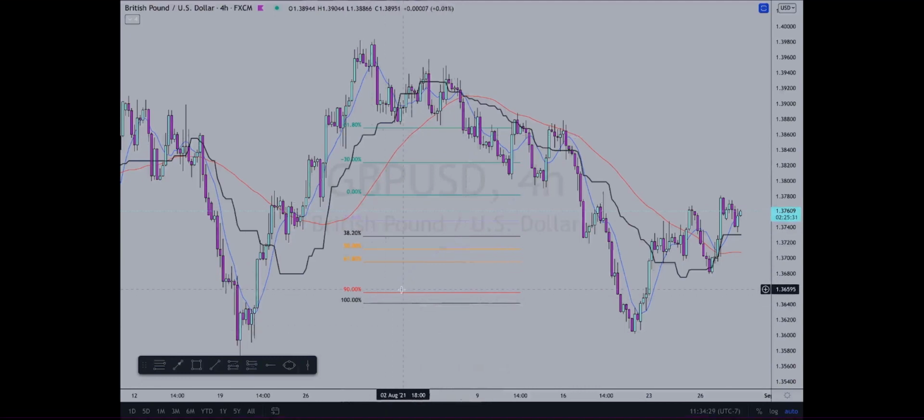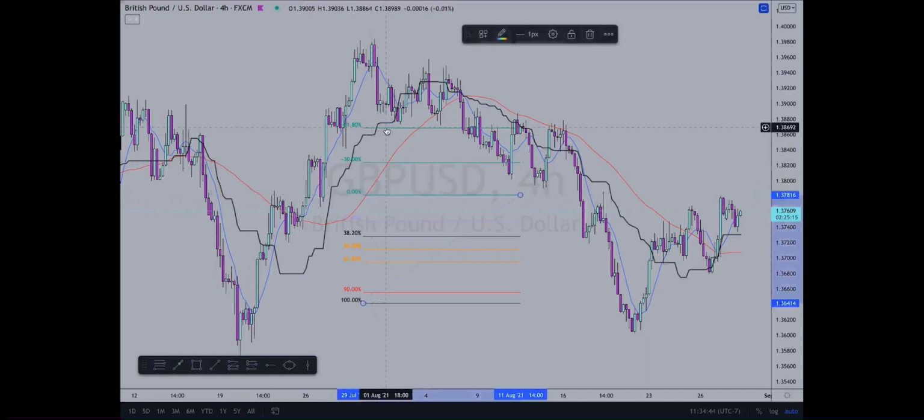This is our recommended stop loss. We do not have to use the recommended Fibonacci stop loss that I have, but it's there just in case you can't find a good stop loss. Here's your recommended stop loss, okay? We have three take profits. We have our take profit 1, take profit 2, and take profit 3.